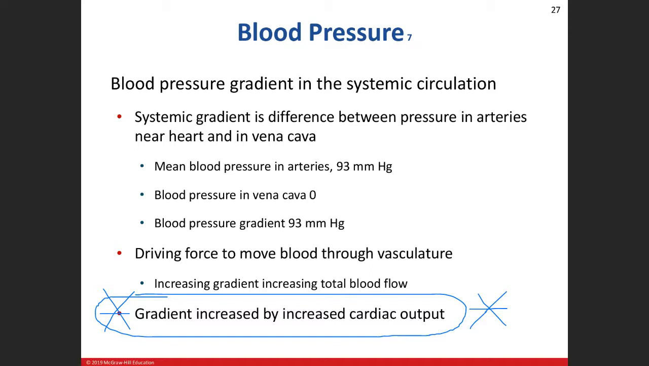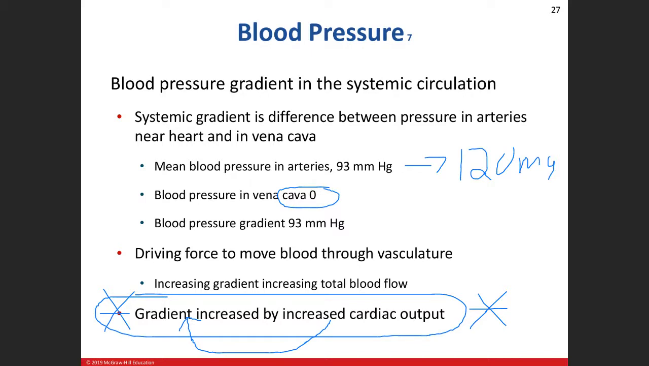Remember, cardiac output is stroke volume times heart rate. So if we increase either stroke volume or heart rate or both, we increase our cardiac output. And an increased cardiac output increases that pressure gradient. So it goes from 93 millimeters of mercury to 120 millimeters of mercury, and we still have this zero value here. So that gradient increased. Again, if you're not quite there, we'll work through some things, but just for right now, just memorize that.